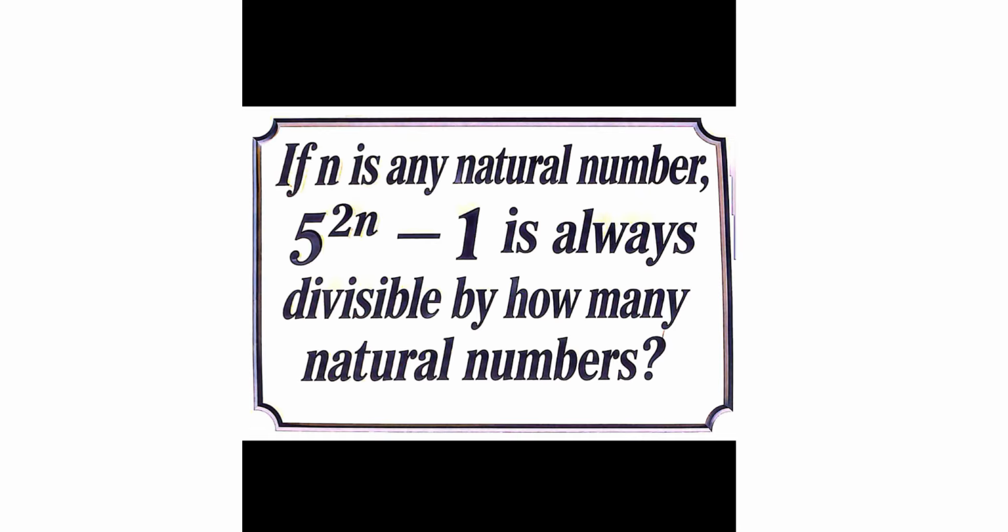Today I have an interesting question for you. If n is any natural number, 5 exponent 2n minus 1 is always divisible by how many natural numbers?